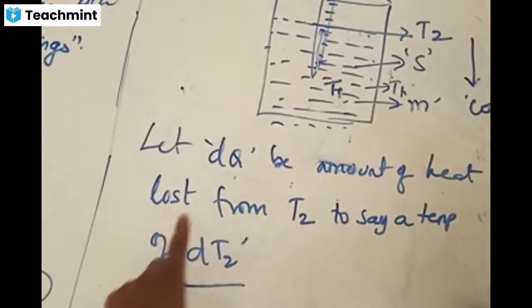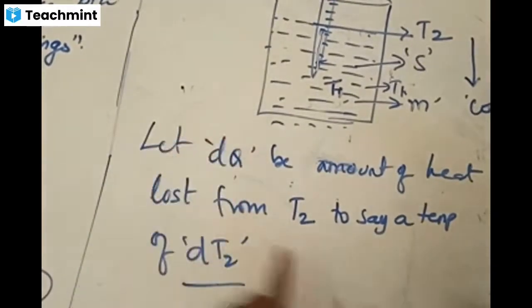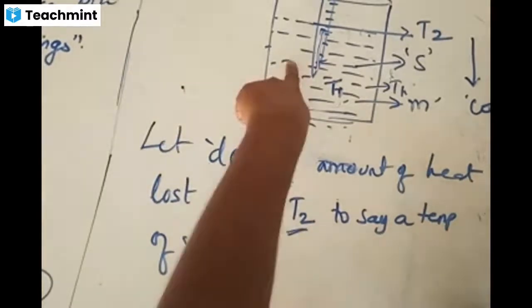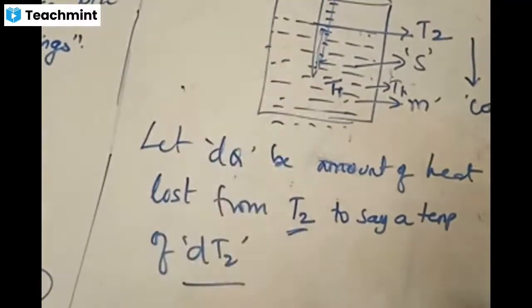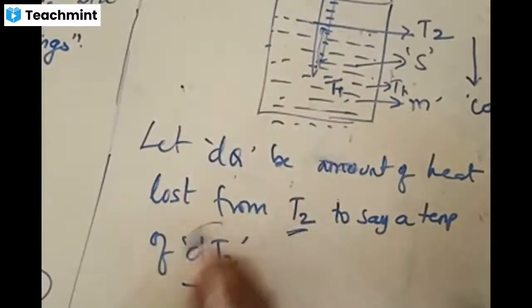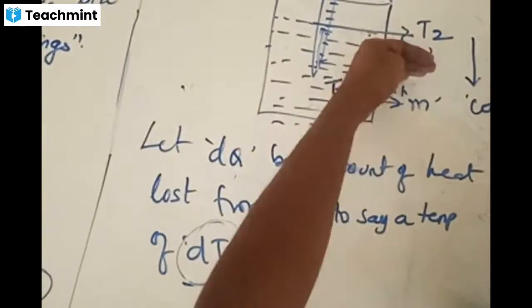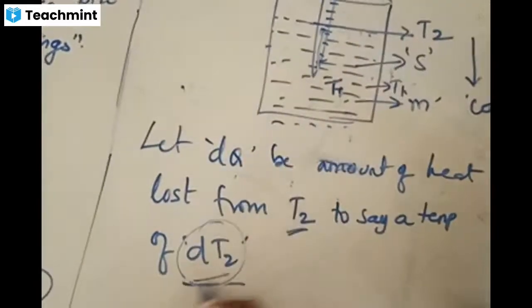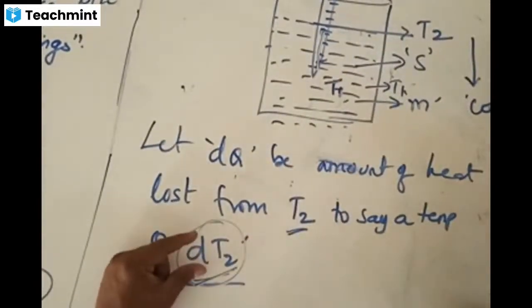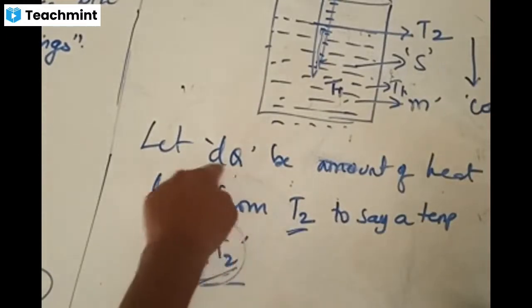Clear to all of you? dQ is the amount of heat energy lost. Lost from what temperature? From T2 to what temperature? We are not talking about the complete change to T1. We are taking some new temperature, a small change of temperature. From T2, some temperature is lost. We call that differential value, the small change of temperature from T2, dT2. dT2 is the change of temperature for this amount of heat called dQ.